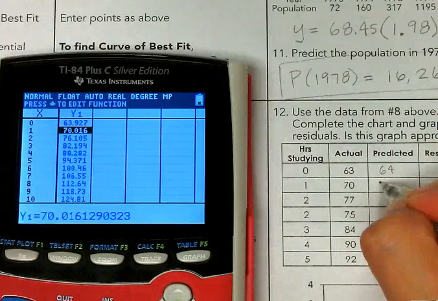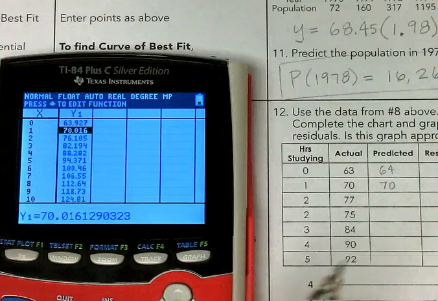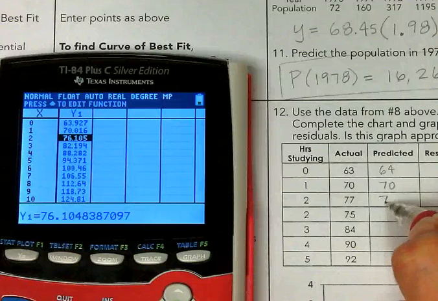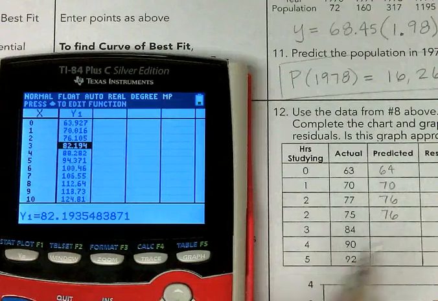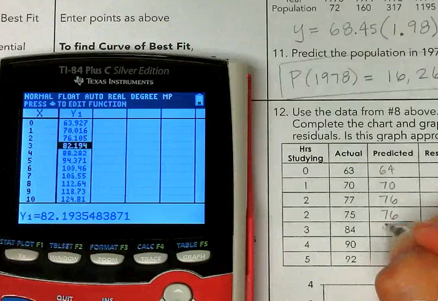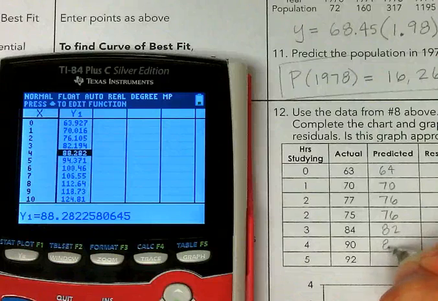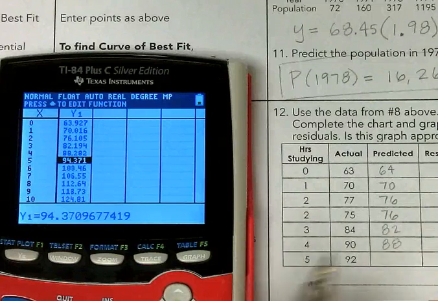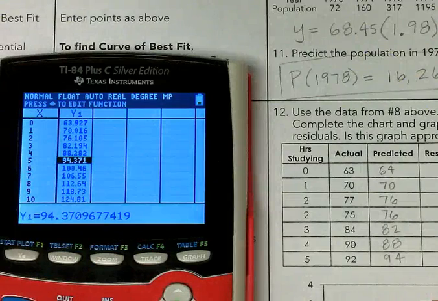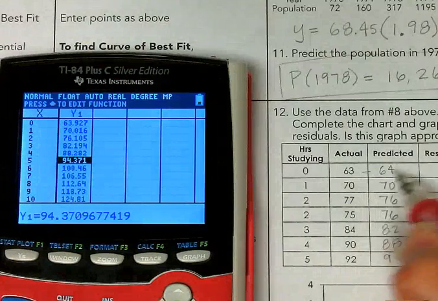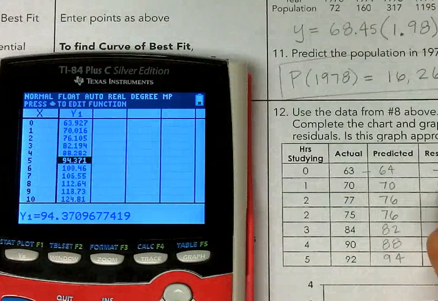1 hour, I'd say they'd make a 70. If they studied 2 hours, the line is predicting they'd make a 76. 3 hours, they'd make an 82, 4 hours, an 88, and 5 hours, they would make a 94. So now what we're going to do is subtract straight across. So 63 minus 64 is negative 1.